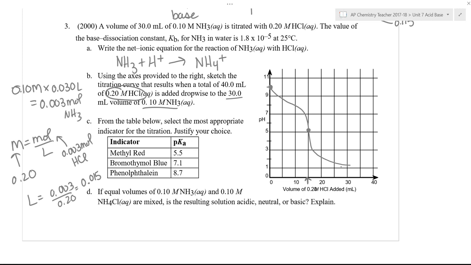For the indicator that's going to be appropriate, we want an indicator that is going to change color at the equivalence point, which is going to be somewhere below 7. And so the only indicator that's doing that of the options they gave us is methyl red. So that's the indicator I'm going to choose there.